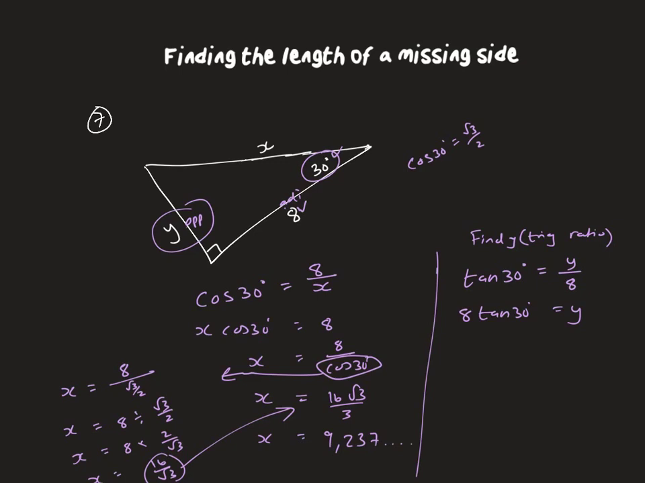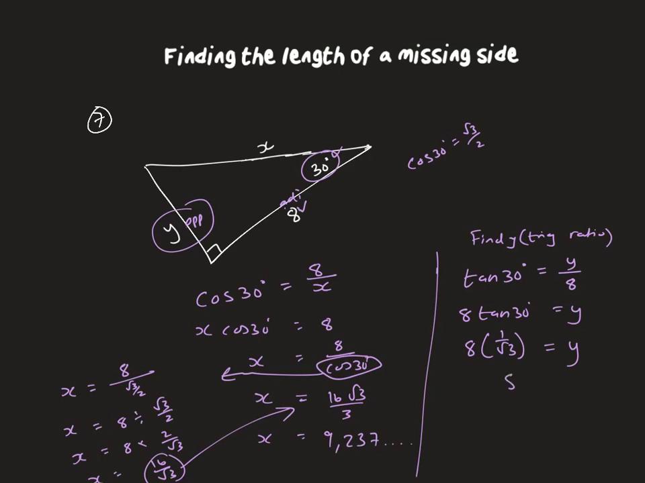So it's just rationalizing the denominators. Okay, so the same thing here now. What is tan of 30 equal to again? Can you remember? Just look at your special angles if you don't know. So that was equal to 1 over root 3. So 8 times by 1 over root 3 is equal to y. 1 over root 3, of course, is the same as root 3 over 3, right?